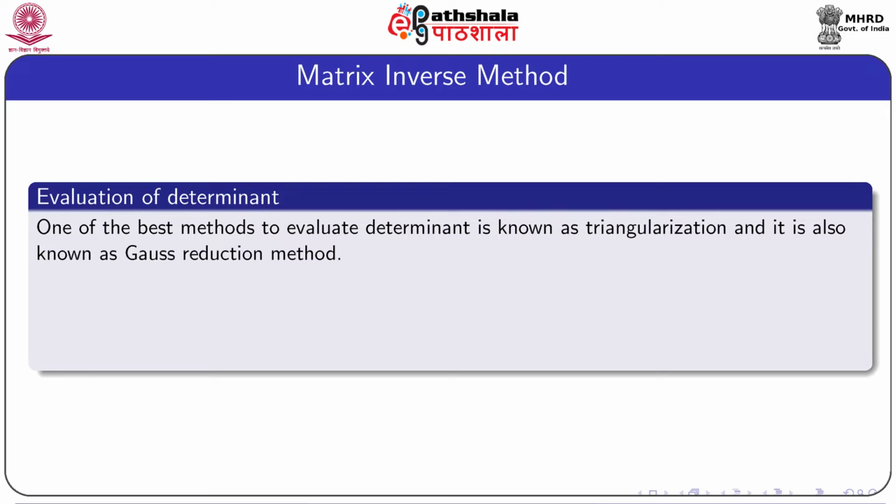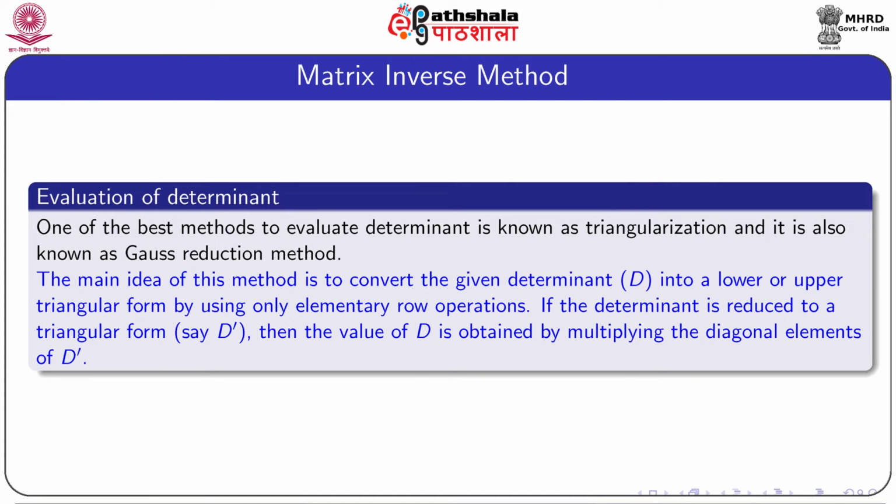But the evaluation of the solution of a system of linear equations sometimes depends on the value of a determinant. So, an efficient method is required to evaluate the value of a determinant, and that one is presented in the following section. One of the best methods to evaluate a determinant is known as triangulation, also known as the Gauss reduction method. The main concept of the Gauss reduction method is to convert the given determinant into a lower or upper triangular form by using only elementary row operations.